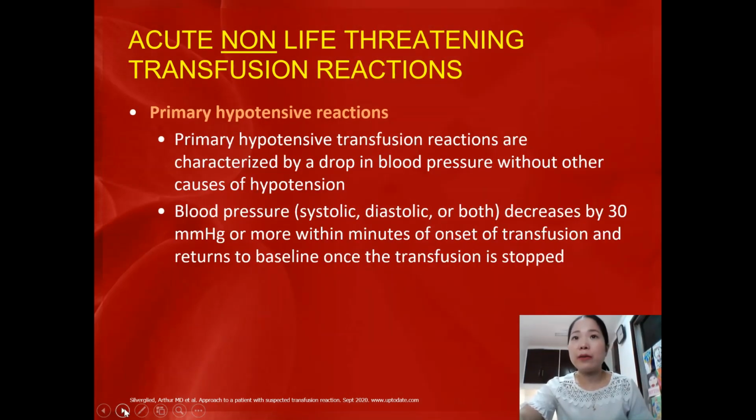So other than life-threatening transfusion reactions, you have the primary hypotensive reaction. Sometimes there is a drop in blood pressure without other causes of hypotension during blood transfusion. So you have to again assess your patient when you are dealing with a possible transfusion reaction, before just saying, it's only a primary hypotensive reaction. It's a non-life-threatening type of transfusion reaction. For all you know, your patient is already dyspneic, you already have wheezes. So you have to always look at the counterpart, the life-threatening types of transfusion reaction.